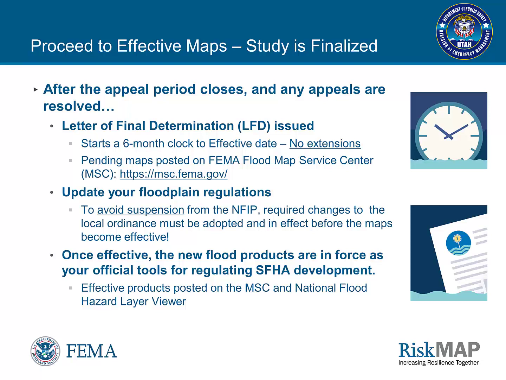After the 90-day appeal period closes, the maps will be rolled out to the community officially with a letter of final determination or LFD. A letter of final determination sets a 6-month window that establishes when the mapping products will take effect. During that 6-month window, the community is going to be required to adopt these new mapping products into their local floodplain regulations. It's important that that happens and that these new mapping products are adopted before the study effective date at the end of the 6-month window so that the community can avoid being suspended from the NFIP.